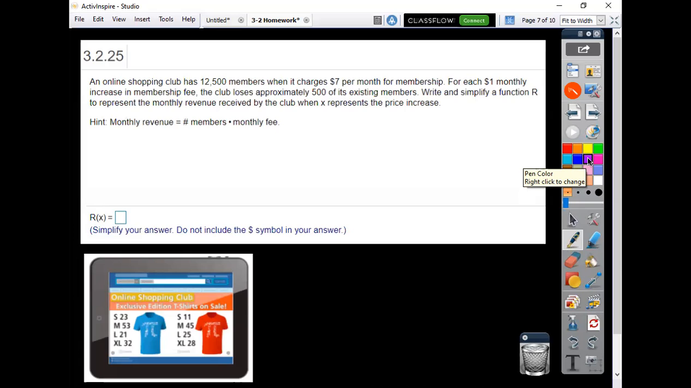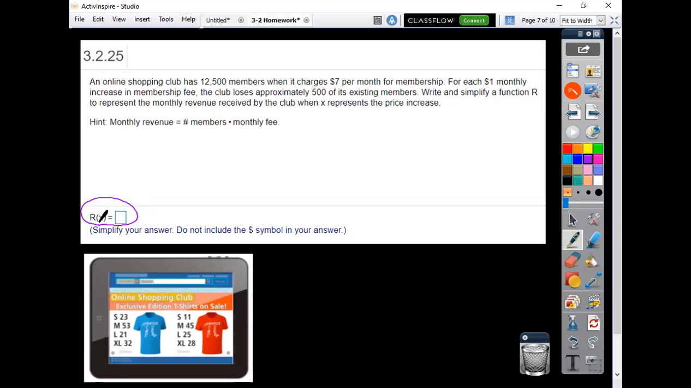They have 12,500 members when it charges $7 a month. But then for every dollar they raise that $7, they lose 500 people. And so then the question is to write a formula for revenue, which is the total amount of money taken in. So again, we've got two things going on here.